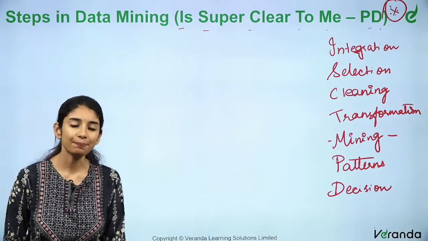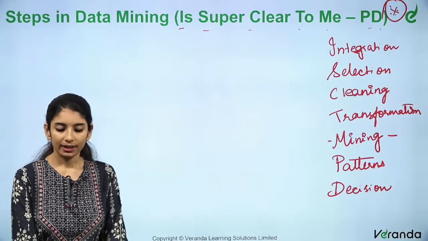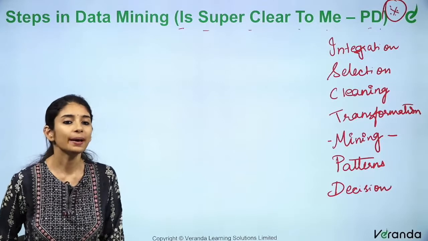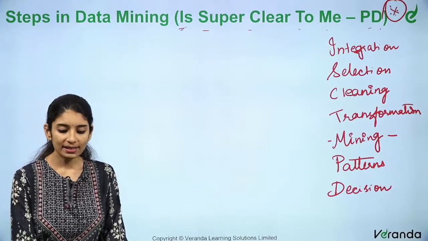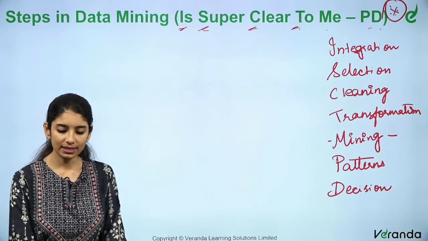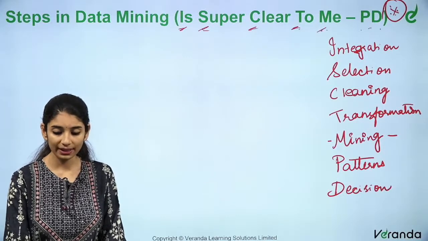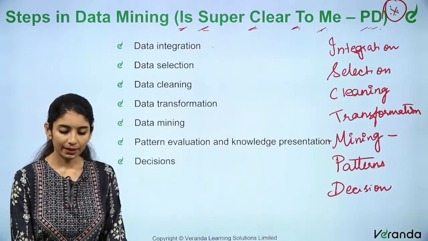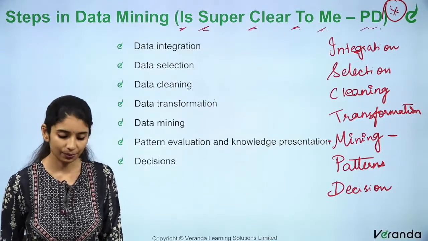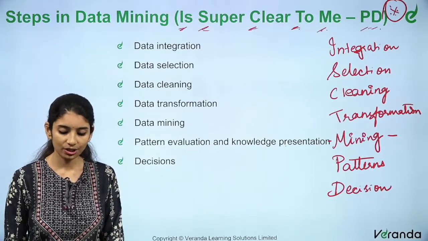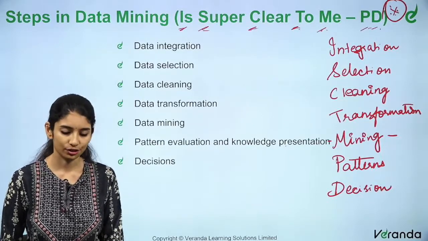Clear? So steps in data mining. Data mining is super clear to me, PD. So I stands for integration, S for selection, C for cleaning, T for transformation, M for mining, pattern and decisions. Data integration, selection, cleaning, transformation, mining, pattern evaluation and knowledge presentation, and making the final decision.